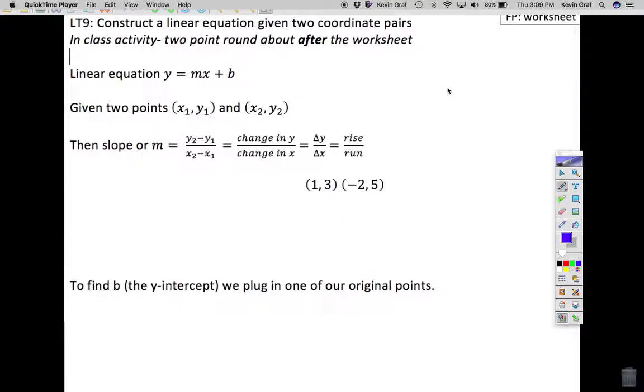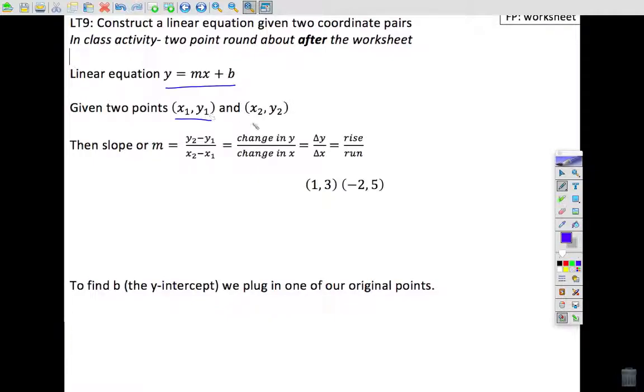Okay, here we have a video on making an equation if you have two coordinate pairs. The type of equation that we're talking about is the linear equation in slope-intercept form, mx plus b. M is the slope, b is the y-intercept. And if we're doing this from 2 points in general, x1, y1, x2, y2, there's a formula for this.